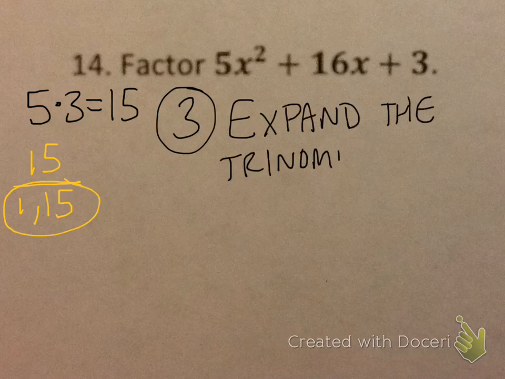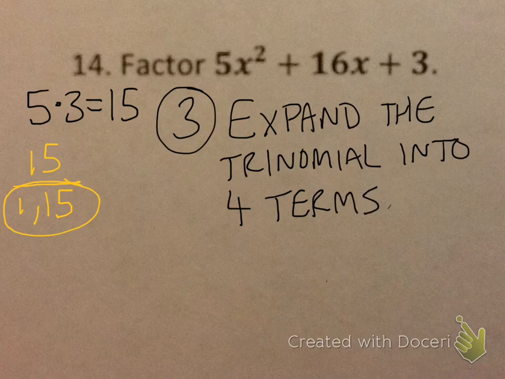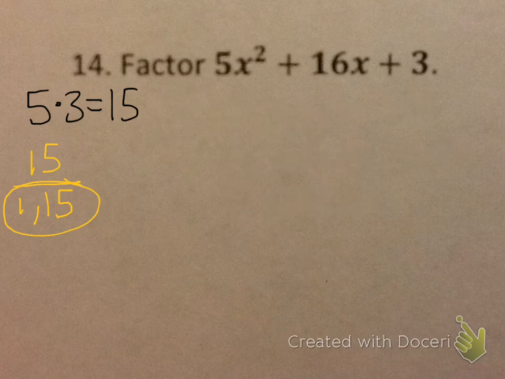I'm going to expand the trinomial into 4 terms now. This is going to allow me to more easily solve this problem. I'm going to write it in a form I can deal with. As I do this, I'm literally just going to replace the middle term with something that's exactly equal to it.